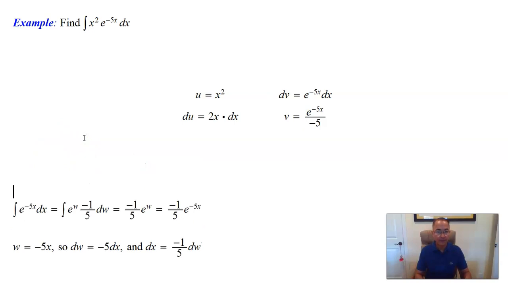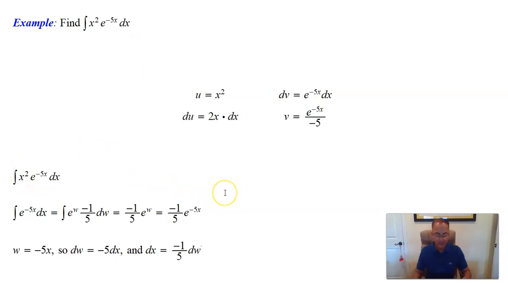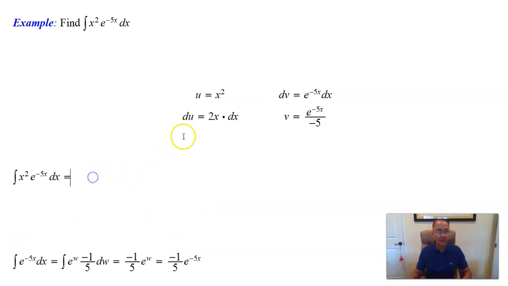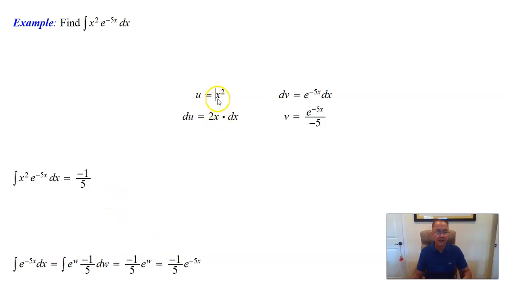Okay, so we are ready to plug that into our integration by parts formula. This antiderivative is u times v, so we will multiply these two together. I think it will look nicer if we put the minus 1/5 ahead, and then the x squared, and then the e to the minus 5x. Okay, so that looks good because that is actually our integral.